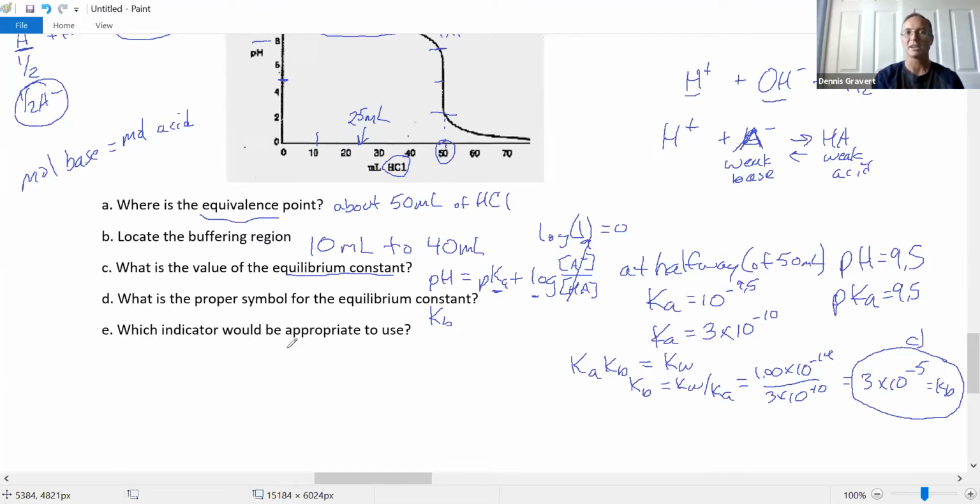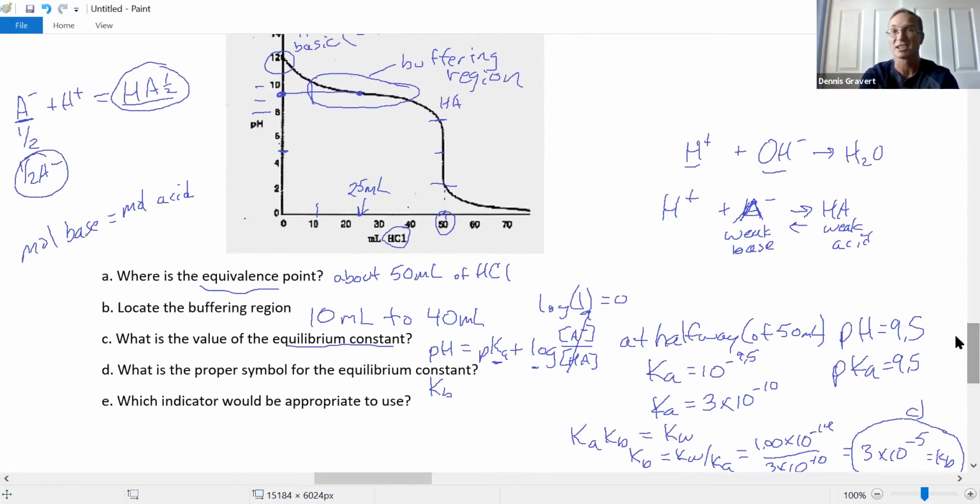Question E, which indicator would be appropriate to use? Okay, so we need a color indicator, something that changes color at the equivalence point, and the equivalence point looks around 4.5. So as we're adding the HCl, we want the color of the indicator to be the same, and as it drops here, we want the change. It says, hey, stop adding. So at 4.5, we want to change color and stop adding HCl so we know the titration is done. So we need an indicator that changes color at 4.5.